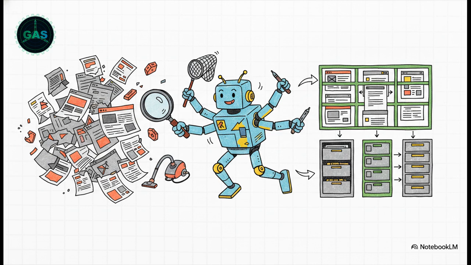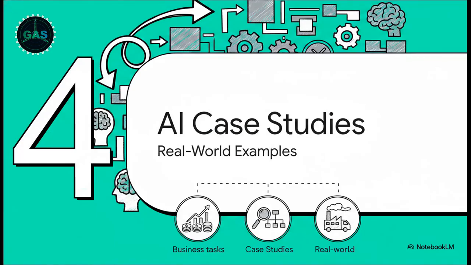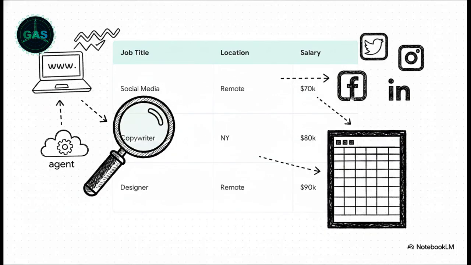It can scrape, search, crawl, and take incredibly messy website data and map it into super clean formats. And the best part? You never even had to specify the URL structures or the parsing logic. Let's jump into Section 4, AI case studies and some real-world examples. Let's see how this dynamic system actually handles some real, practical business tasks.